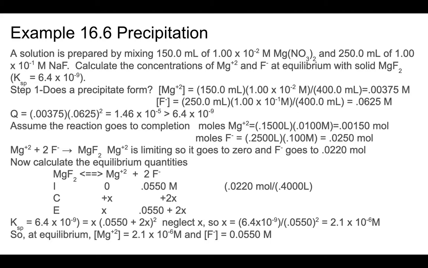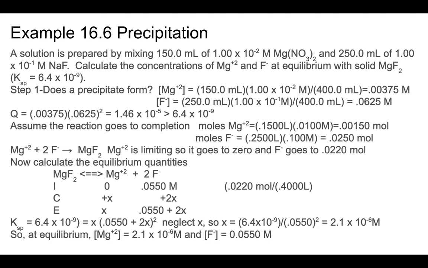Equals X times 0.0550 plus 2X quantity squared. Neglect the X. Actually, here we're neglecting the 2X. There's another misprint there. Neglect the 2X, and we get X equals 6.4 times 10 minus 9 divided by 0.0550 squared. And that comes out to 2.1 times 10 minus 6.